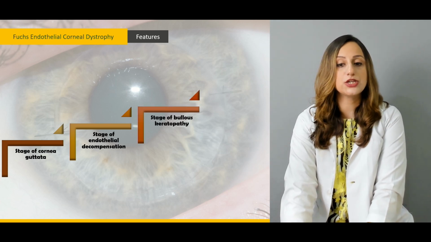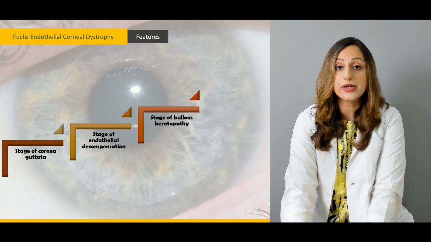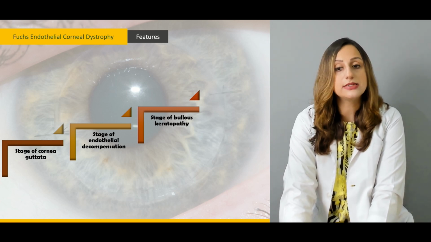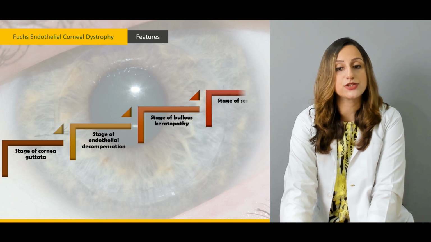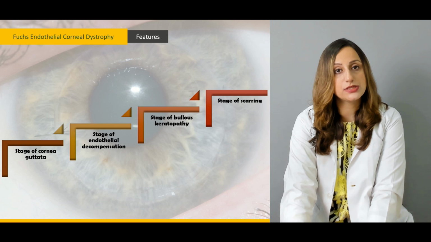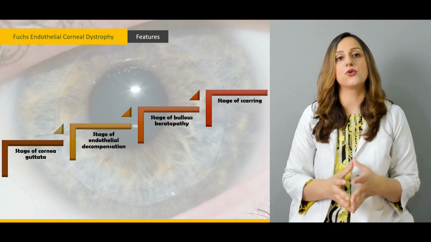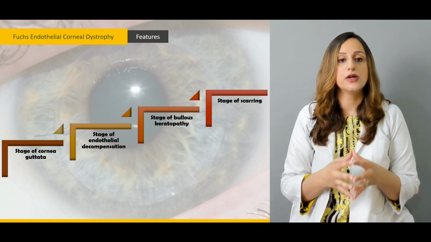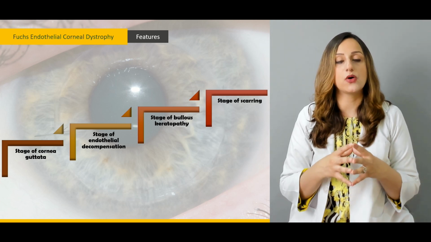And then is the stage of the bullous keratopathy. If there is the corneal perforations, that would basically lead towards the complication of bullous keratopathy. And then finally, the stage of cicatrization, if there is a healing process that is going on, that would lead to the stage of scarring in this kind of Fuchs endothelial corneal dystrophies.